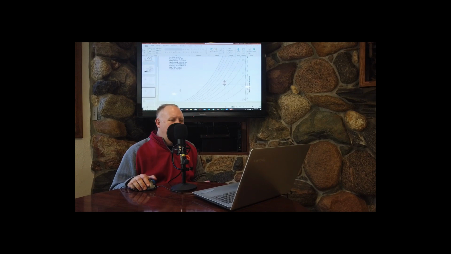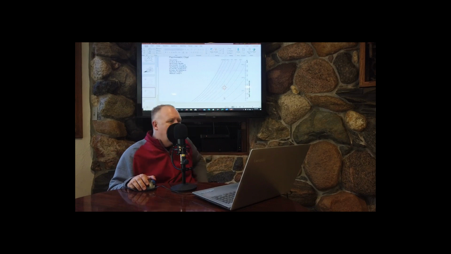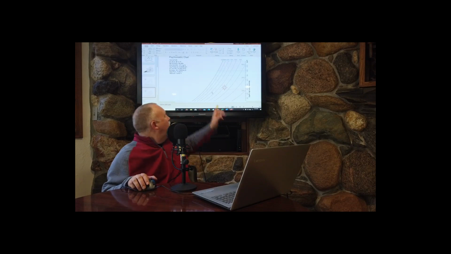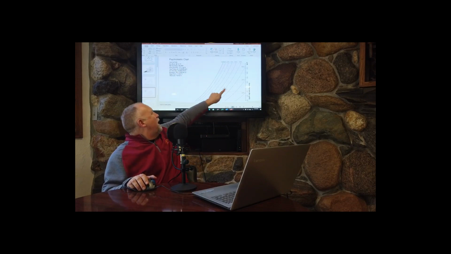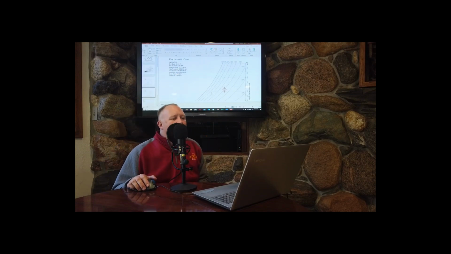Once again, please get your chart and do this manually. Let's do 95 degrees dry bulb, right here, and once again, 50% relative humidity. I realize when I put that point on there, it was just a little bit off of that relative humidity line. But it's supposed to be 95 degrees Fahrenheit, 50% relative humidity. Notice the absolute humidity is 127 grains.